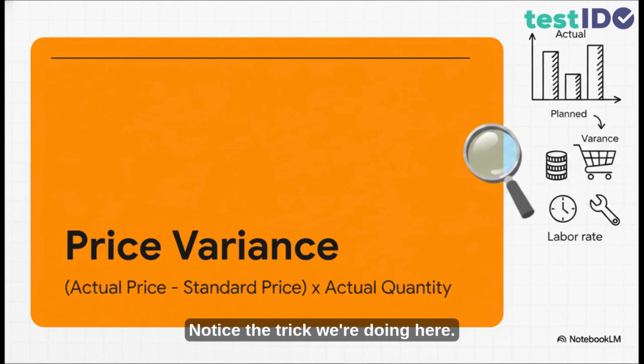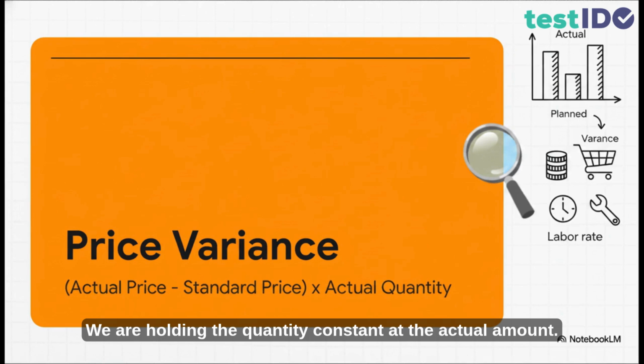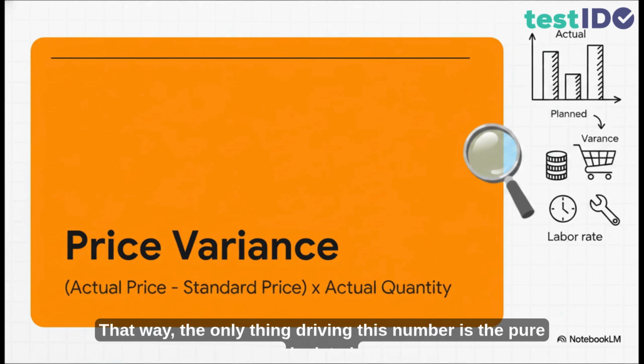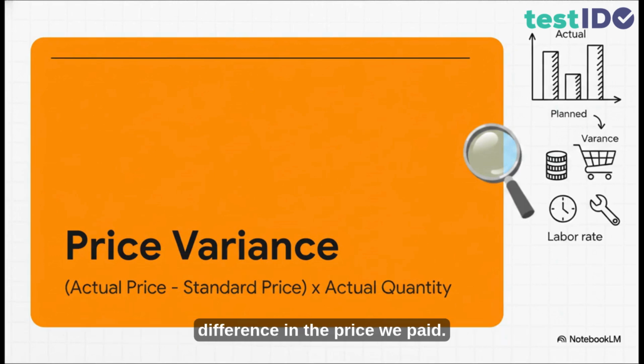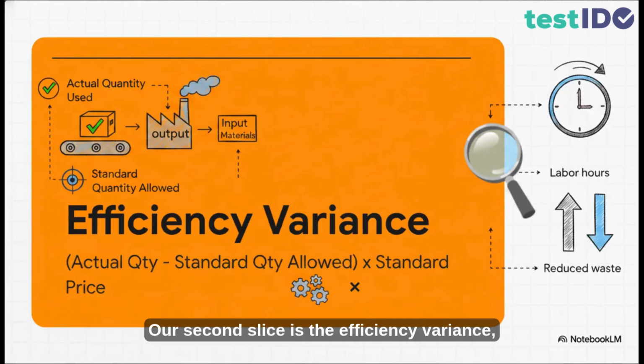Notice the trick we're doing here. We are holding the quantity constant at the actual amount. That way, the only thing driving this number is the pure isolated difference in the price we paid. Our second slice is the efficiency variance, sometimes known as the usage variance.